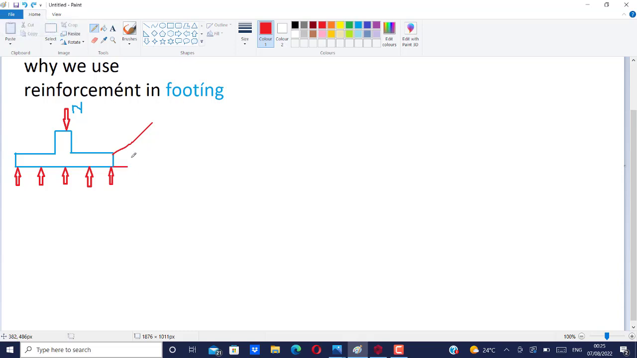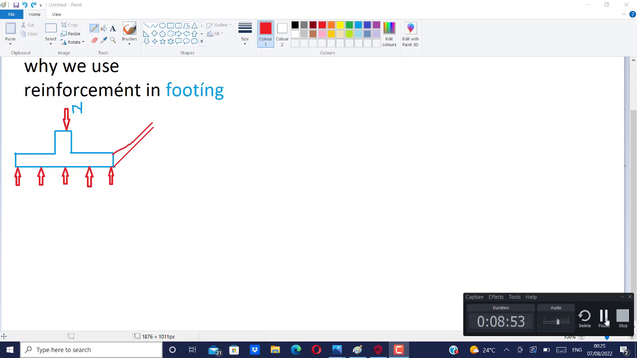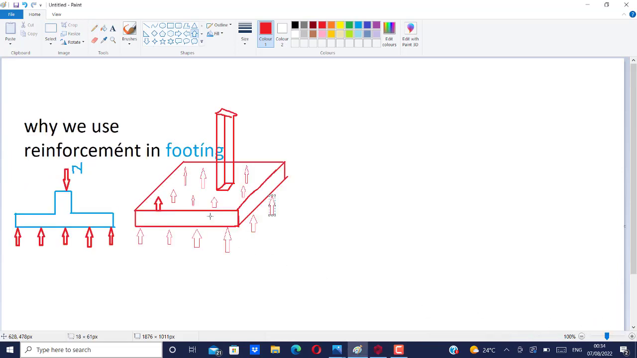Let's try to draw. Let me draw this one back. So sorry for the sketch, I try to make it snappy.